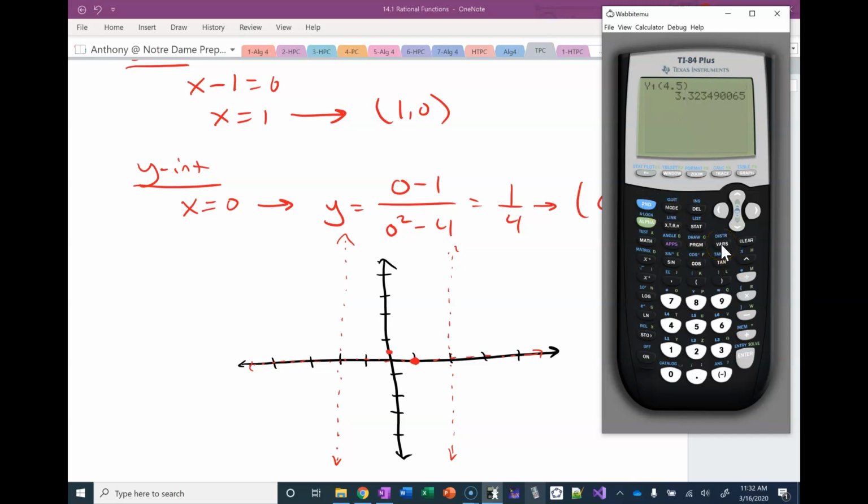So I'm going to press the vars button, go over to yvars, select the function option, and select y1, which is where I put my function, and pick some values that are getting progressively closer to 2 from the right hand side. So let's say I start with 2.1, and then I go to 2.01, and then maybe I go to 2.001. And if I look at that, we're getting progressively bigger and bigger values.